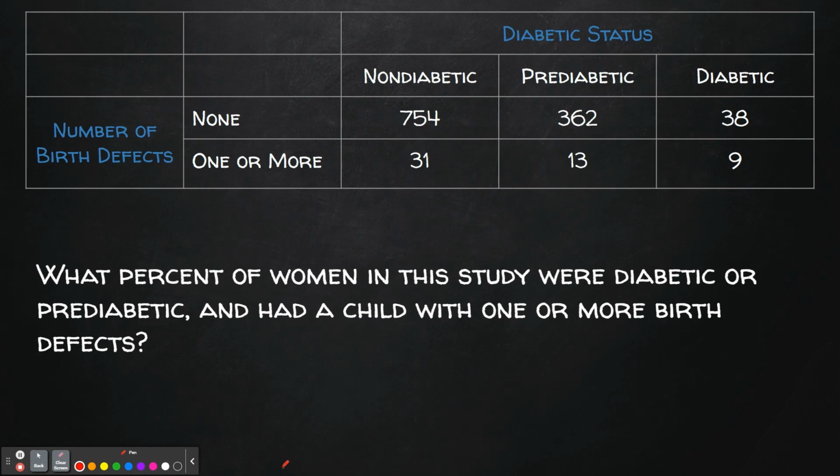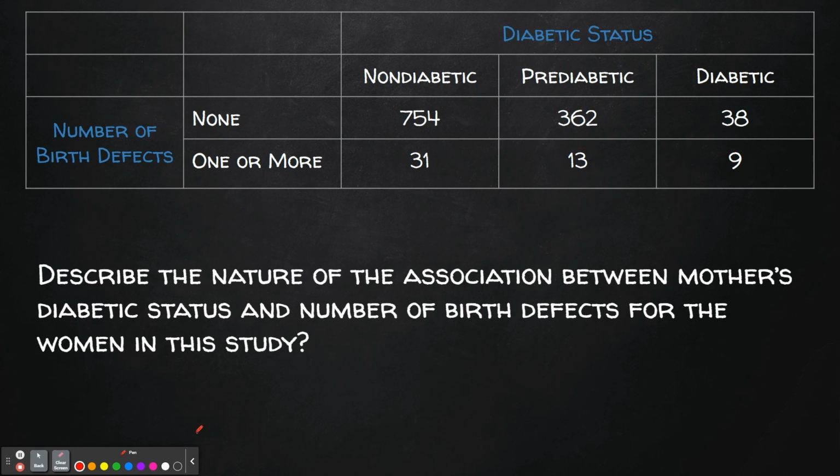What percent of women in this study were diabetic or pre-diabetic and had a child with one or more birth defects? Looking at our table, that would include these 13 mothers here and the 9 mothers over here. Adding those together, we would get 22 out of 1,207. And if we do the math there on that, we get 0.0182. So almost 2%.